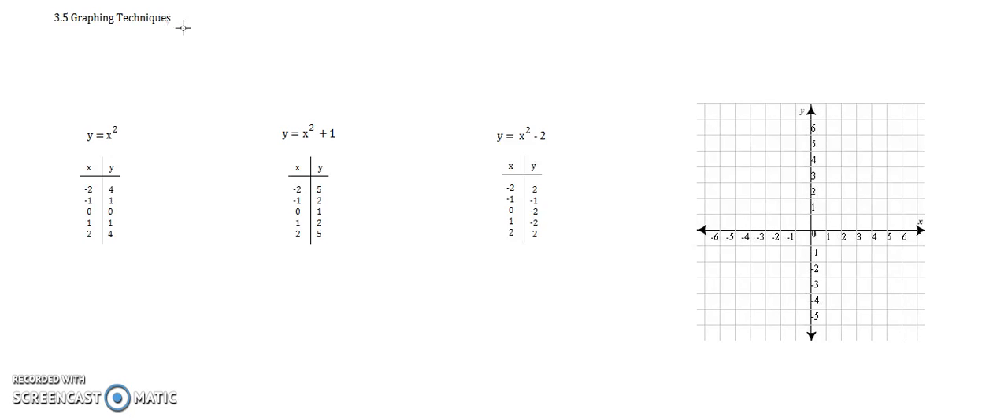In this section, we are going to talk about 3.5 graphing techniques. In the previous section, we looked at some basic graphs that we could use. And in this section, we talk about techniques that we can use with any graph. And we'll be using those previous graphs as examples.